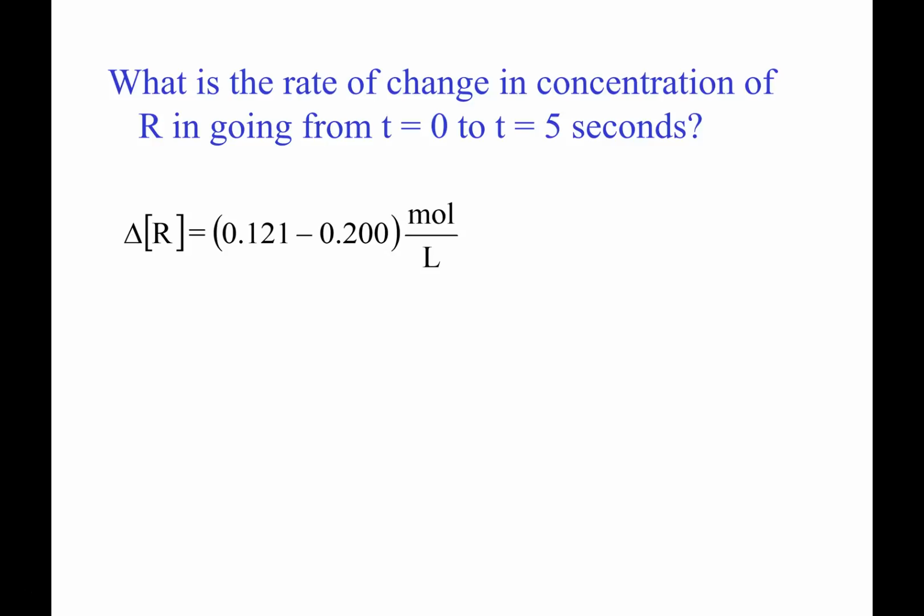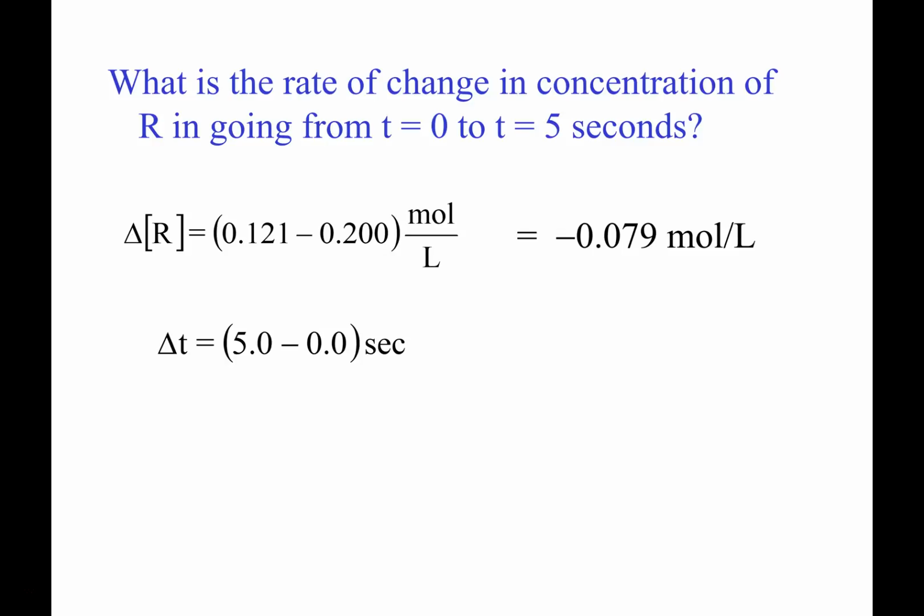So as we're subtracting, we round according to decimals. So our delta R is negative, and the negative does come along, negative 0.079 moles per liter. So that's going to be in the numerator of our rate with regard to R, change of R. So what's going to go in the denominator? It's a change in time.